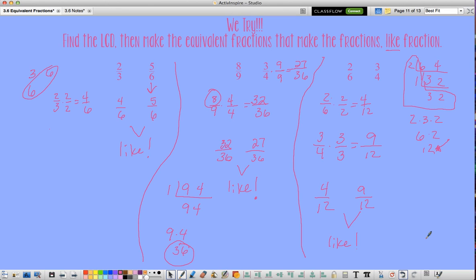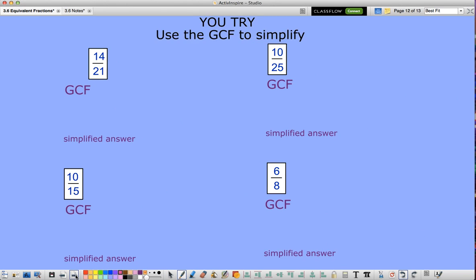Again, when we compare and when we add and subtract fractions, having like fractions is extremely important, and with adding and subtracting fractions, it's required. You cannot add and subtract fractions without them being like fractions. So we need to know how to make equivalent fractions.